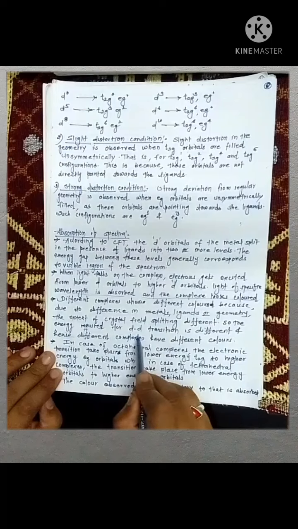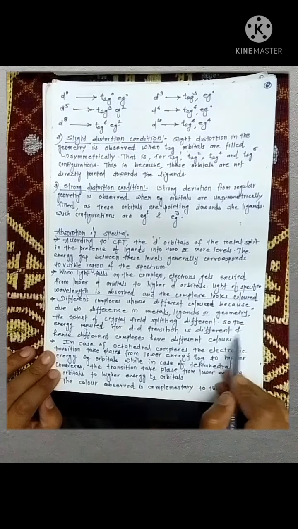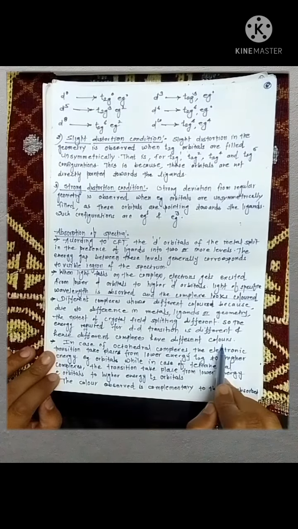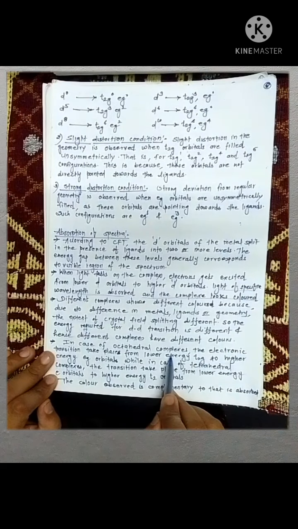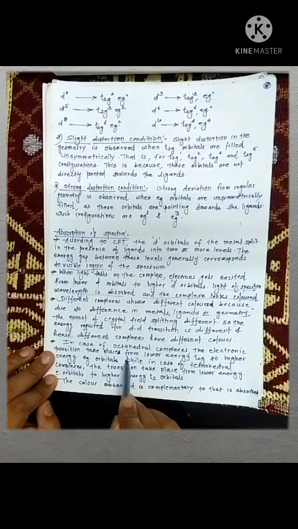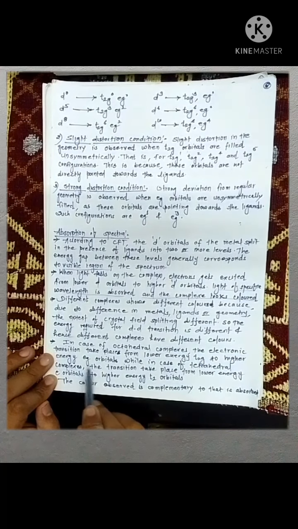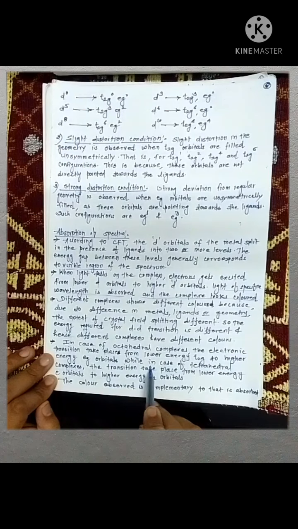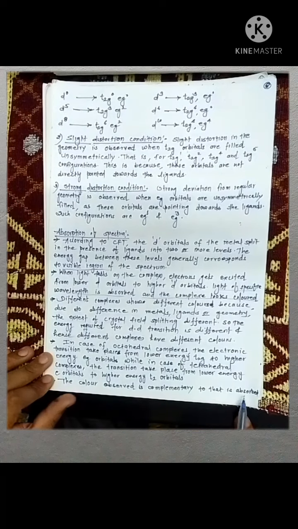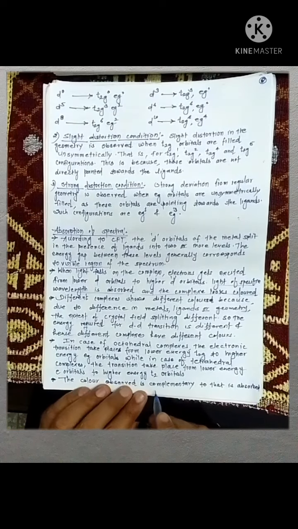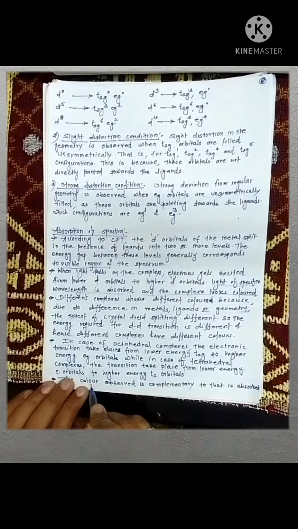So the energy required for d-d transition is also different, and hence different complexes have different colors. In octahedral complexes, the electronic transition takes place from the lower energy t2g to the higher energy eg orbital, while in tetrahedral complexes, the transition takes place from the lower energy e orbital to the higher energy t2 orbital. The color observed is complementary to the absorbed wavelength. This is the most important thing.